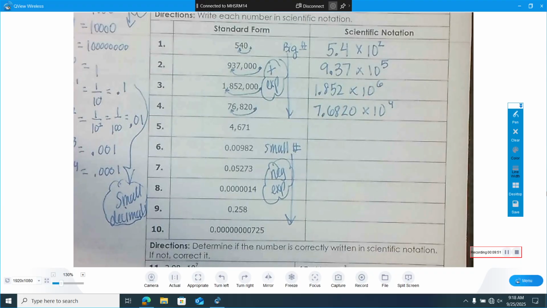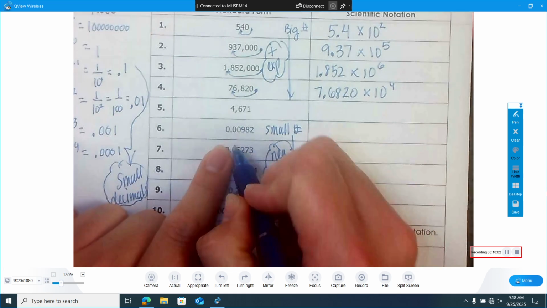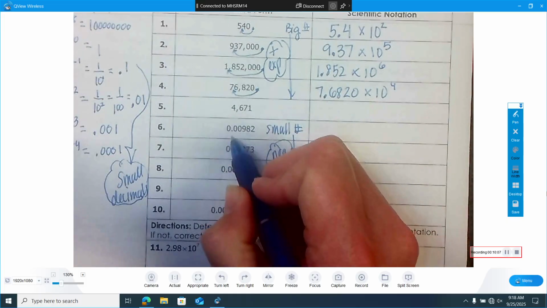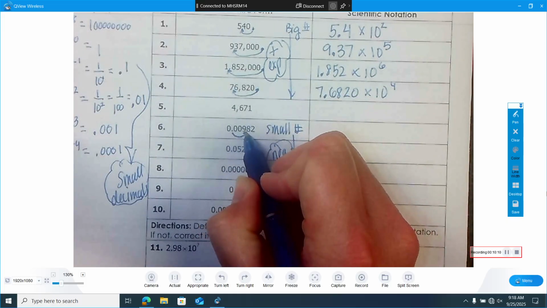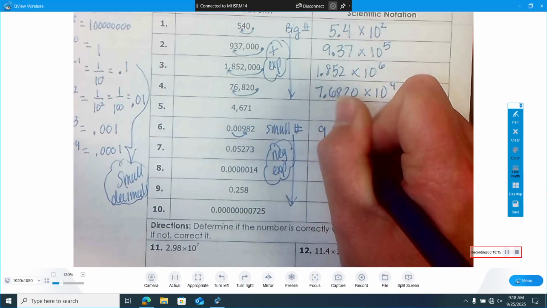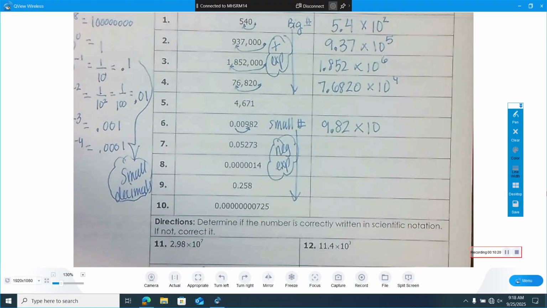Positive exponents give us very large numbers. Negative exponents give us very small numbers, okay? All right, so once again, I have a decimal, and I need to relocate it so that I get a number less than 10. So I have to move this decimal over here between the 9 and the 8. So I'm going to get 9.82 times 10 to what power? 3 or negative 3? Negative 3, because again, we have a small number, so we're going to need negative exponents.